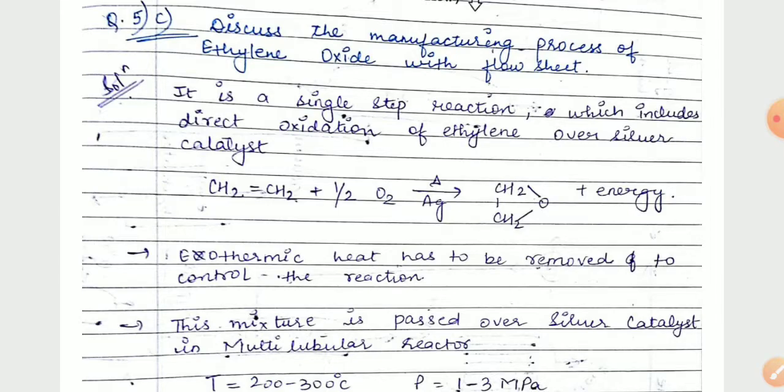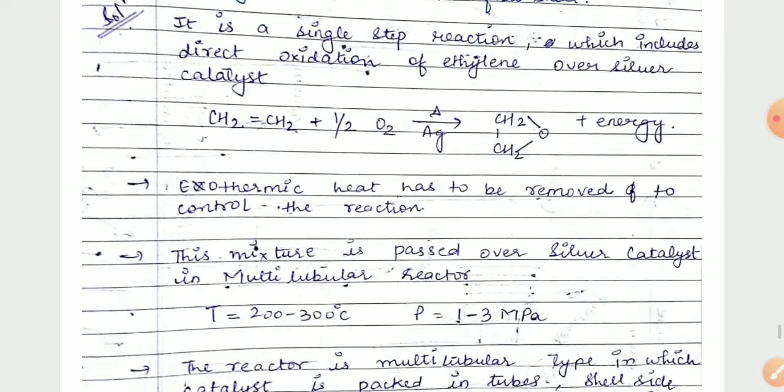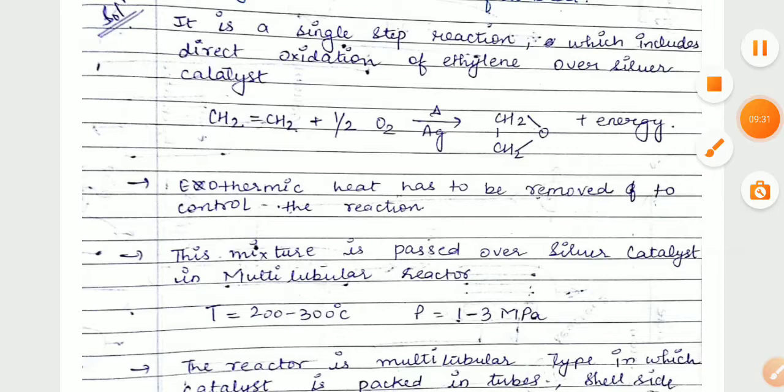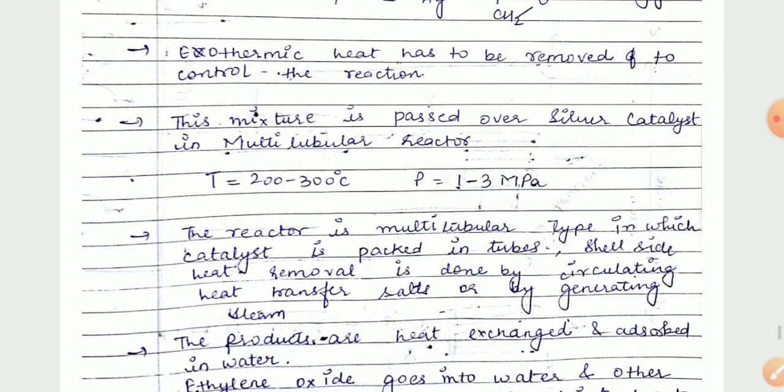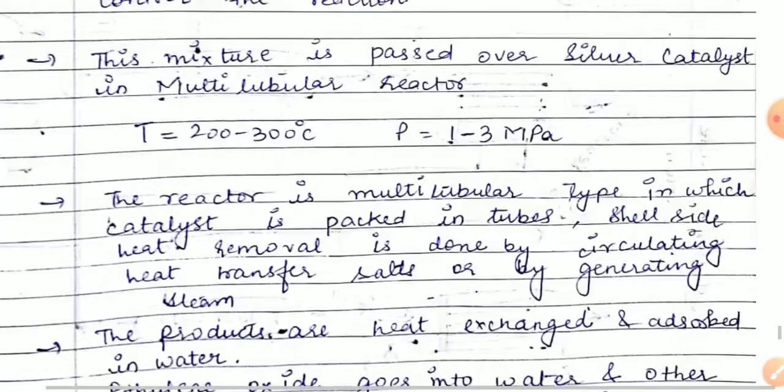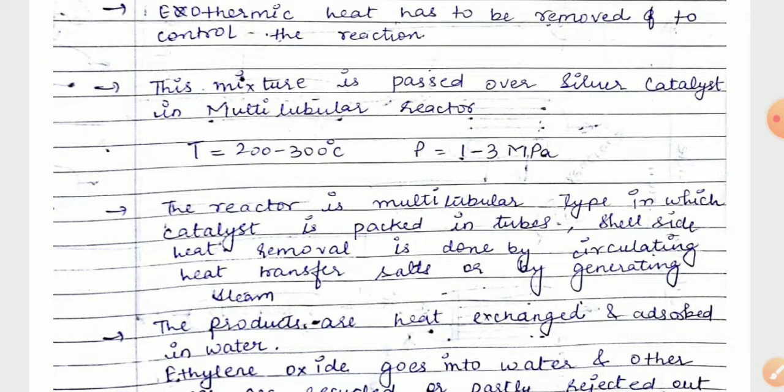Okay, now this mixture is passed over the silver catalyst in a multitubular reactor. The temperature range is 200 to 300 degrees Celsius and the pressure is 1 to 3 megapascals.